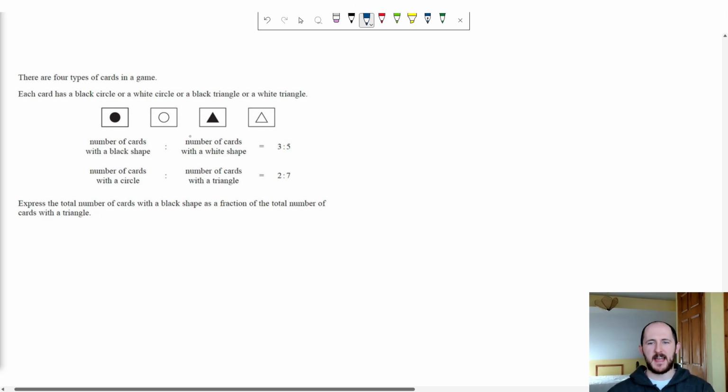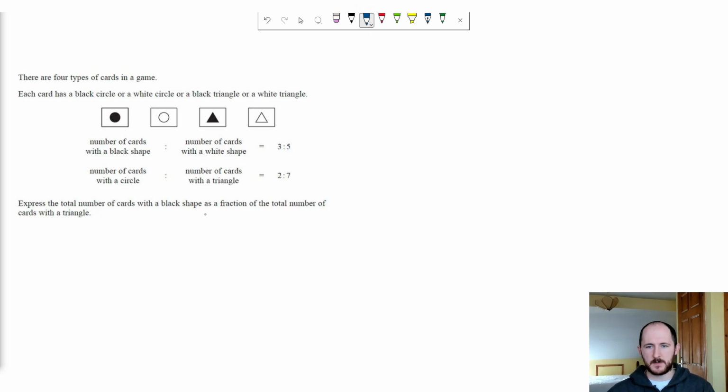Here's a question that probably came up in a lot of your mocks because this question was really badly answered. And so quite a few schools that I'm aware of use this question in their mocks to see who really understands ratios and who doesn't. So we have 4 types of card in a game. If any of you have played with normal playing cards, it's fairly similar to that. But each card has either a black or white circle, a black or white triangle. So any one of those 4 shapes and colours.